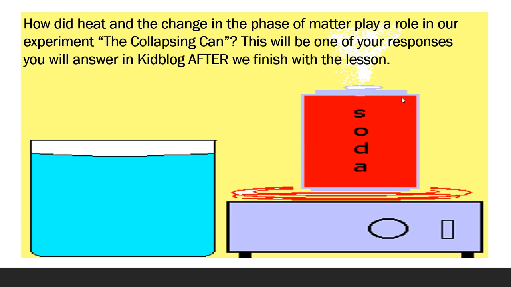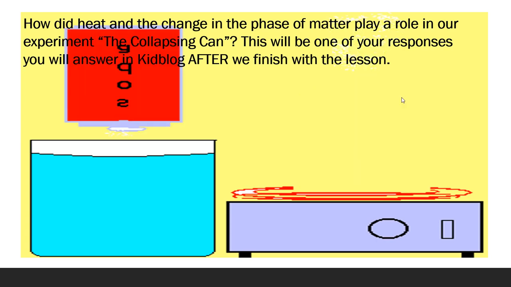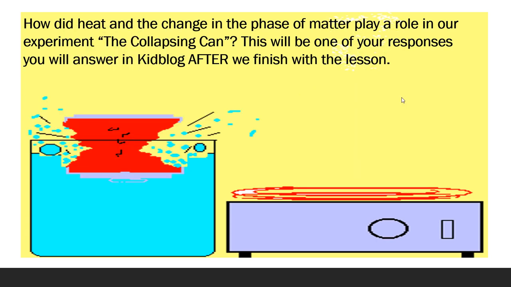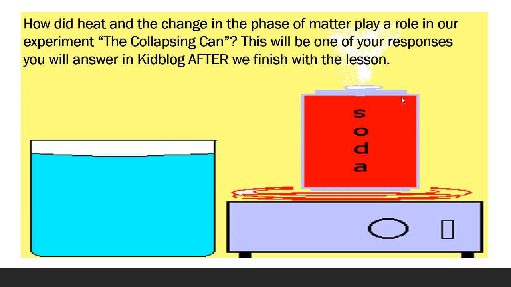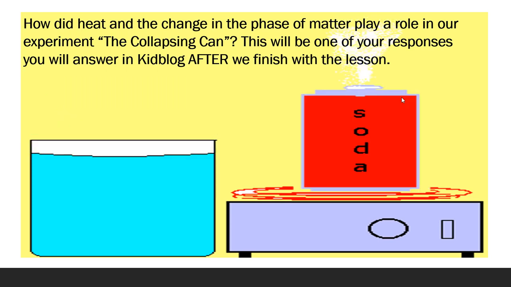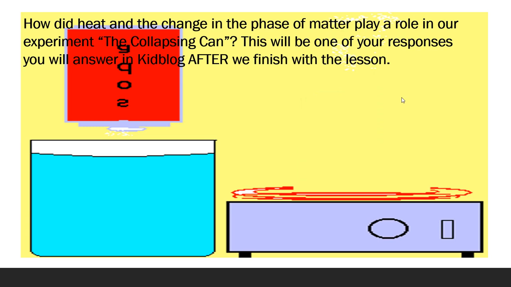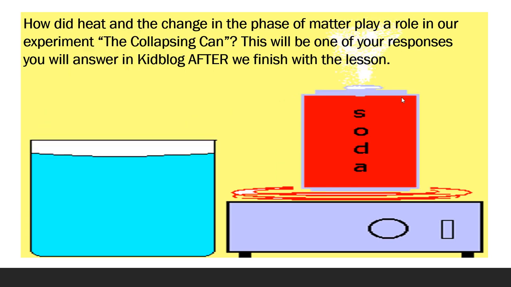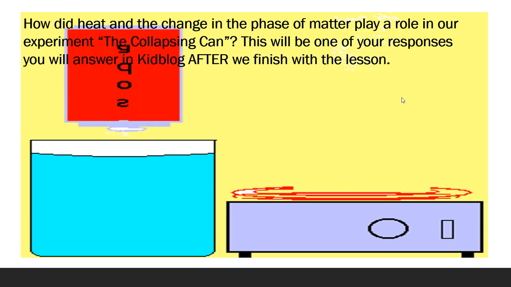How did heat and the changing phase of matter play a role in that experiment? So remember, we put the water inside the soda can, we put it on the stove, turned it upside down, and it collapsed. It went into the ice cold water and collapsed. How did the change of state, how did the change of matter, what changes of state were involved?